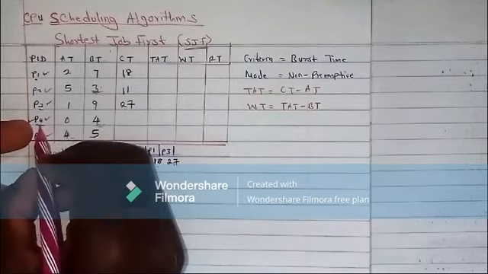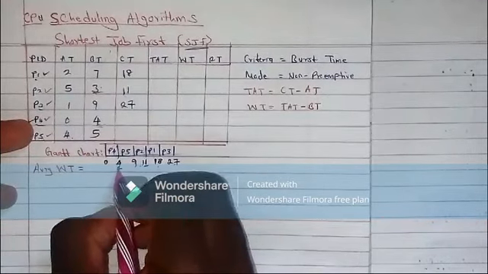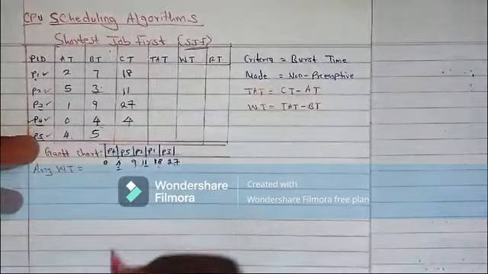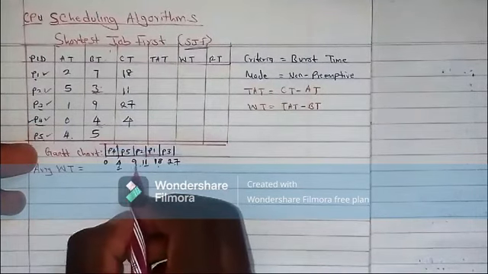There we want to look at P4 also. P4 has a completion time of 4. Next, P5 has a completion time of 9.